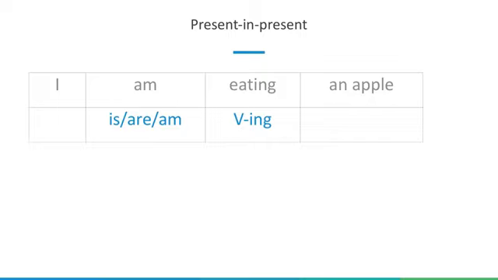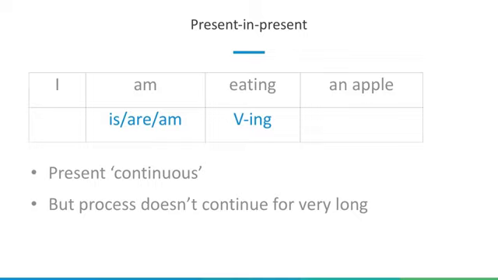Now you might recognize the present in present tense by a different name. In traditional grammar, the present in present is often called the present continuous, but it's not really continuous at all, because, as I have shown, the process will not continue into the future. And this is why I use the term present in present, which is what it's called in functional grammar.